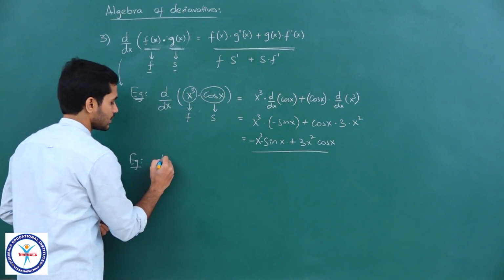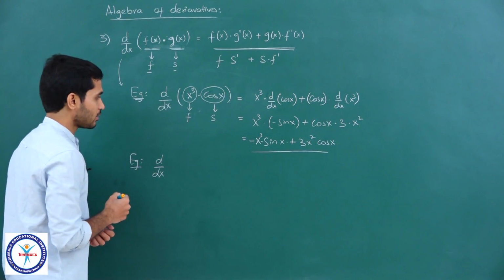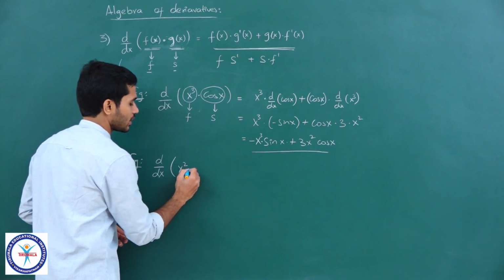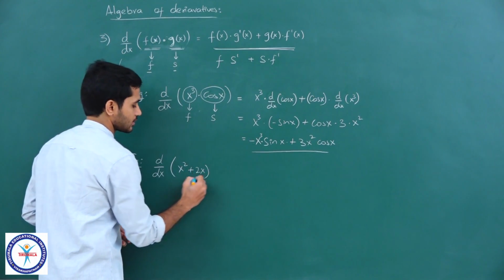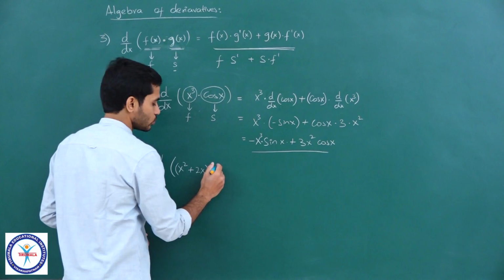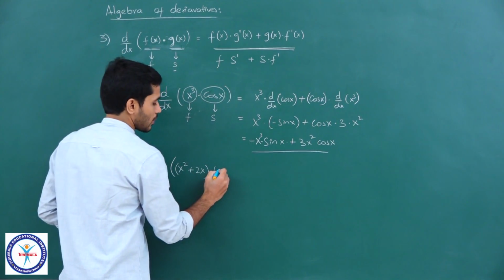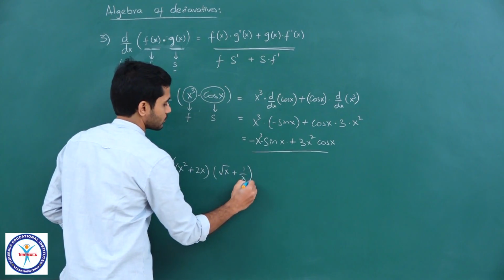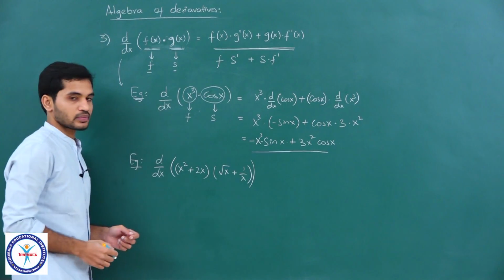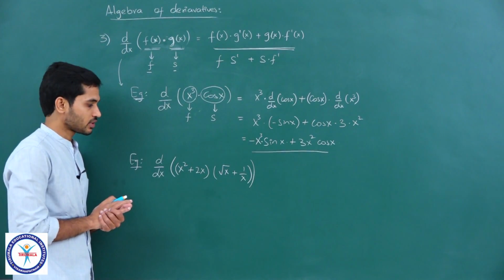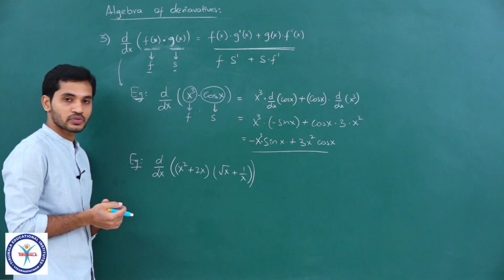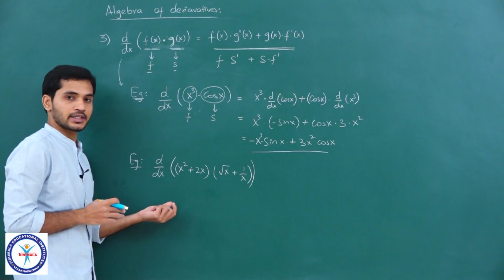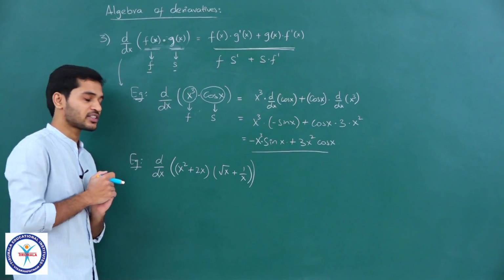So, let us calculate the derivative d by dx of, let us say, x square plus 2x, right, into root x plus 1 by x. Okay. So, by looking at this, it looks like a very complicated expression, but let us break it down. We know all the methods which we need to solve this. We have already discussed the concepts required. So, if you want, you can try and you can verify once I give the answer for this.